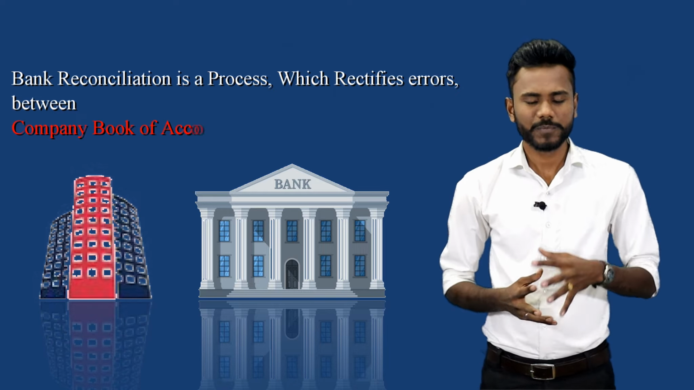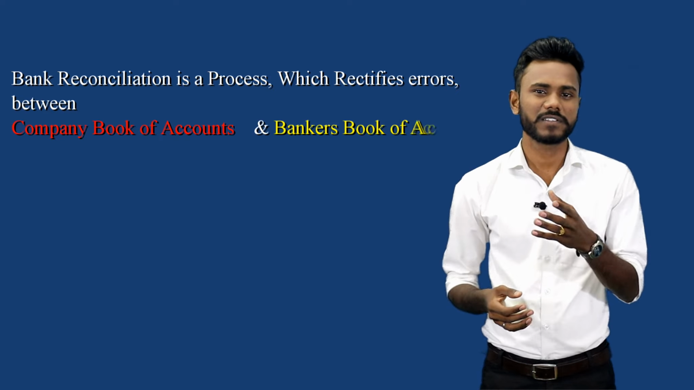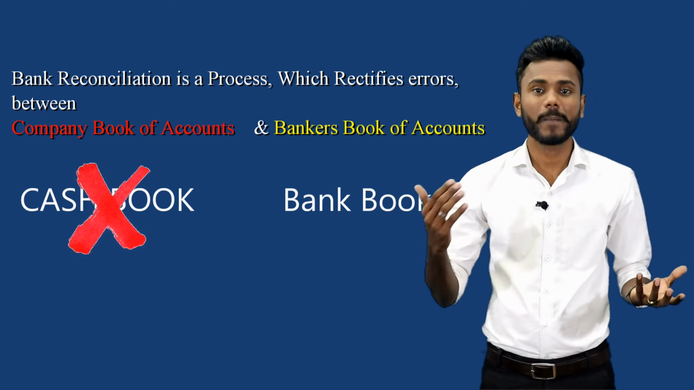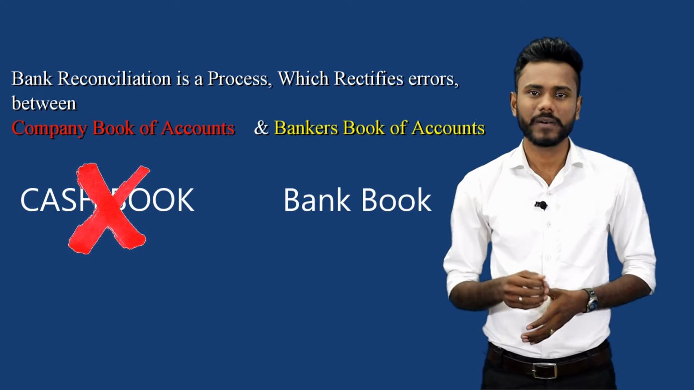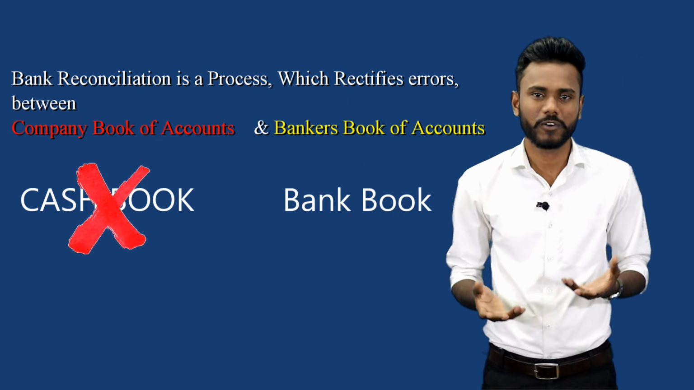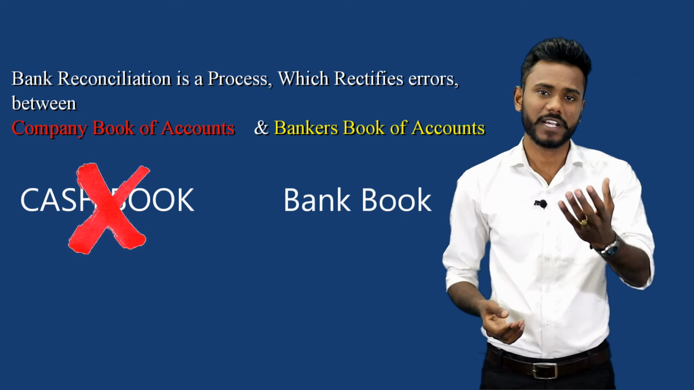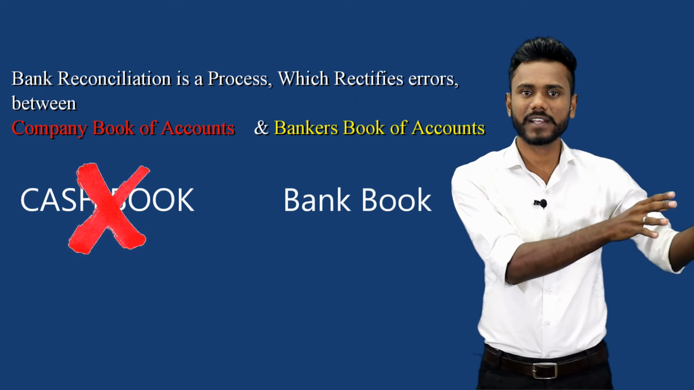See, most probably the students are saying, okay, what is BRS? BRS is a process which rectifies errors between cash book and bank book. Don't use the word cash book. Nowadays, in all businesses, we are maintaining an individual ledger for bank. Nobody is using a 2-columnar cash book or even a 3-columnar cash book. We are using an individual cash ledger, even a bank ledger, in a company book of account.